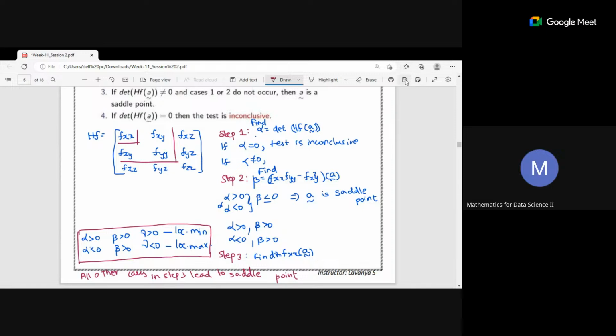Okay, fine. So what do you need to remember? Only this much. If you remember this, all other points when alpha is non-zero are saddle points, and when alpha is 0 the test is inconclusive. It may look lengthy, but this is what you actually have to remember. Is this fine? Let us look at examples.